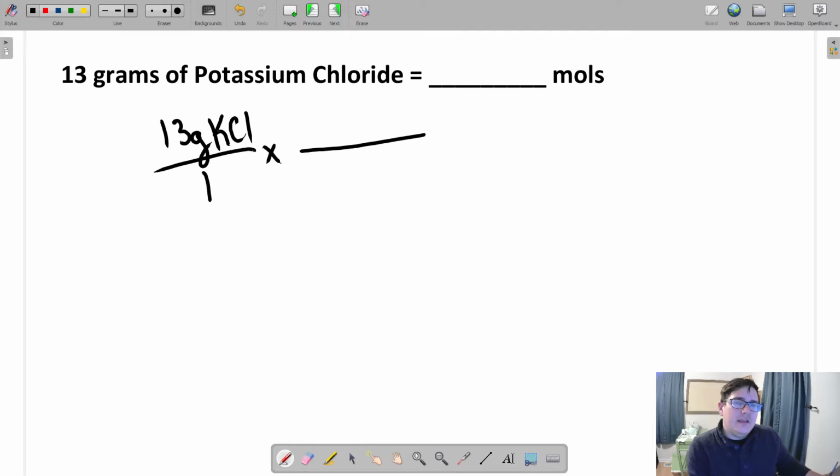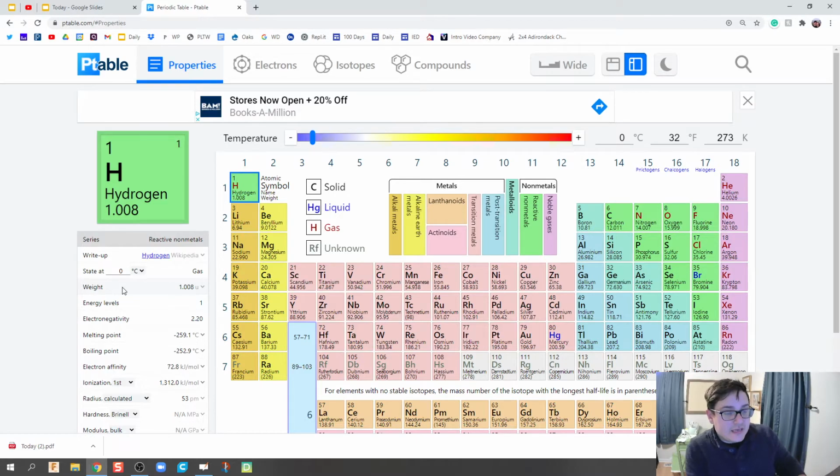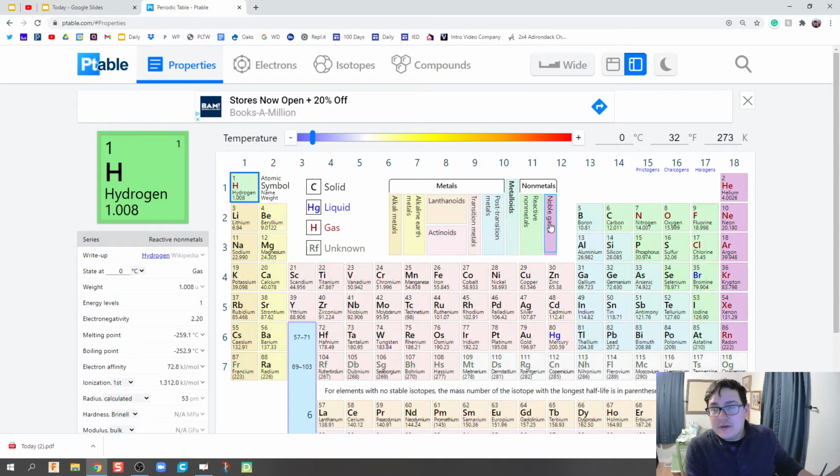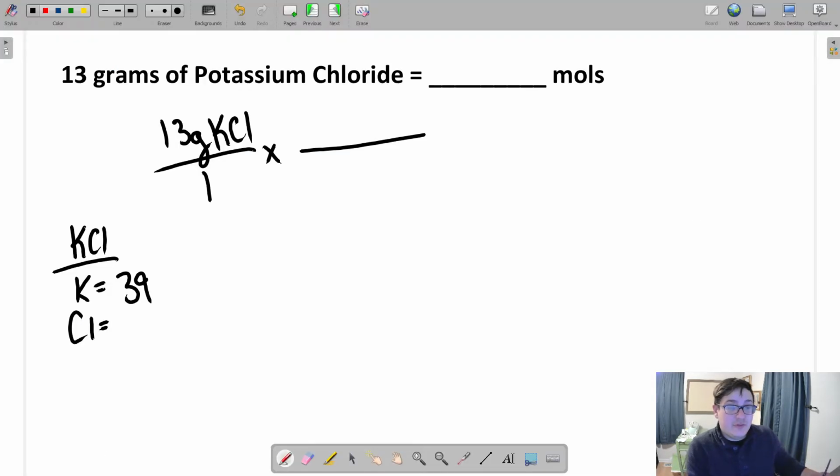Now we have to find out what is the molecular mass of potassium chloride. So KCl, let's look at it. K, what is potassium? Potassium is 39. So look in the periodic table, it's 39 and there's 1 of them. What about Cl? Chlorine. Chlorine is 35.45, so that rounds to 35. So we get 39 plus 35, so it's going to be 74. Is that right? Yeah. And that's grams per mole.